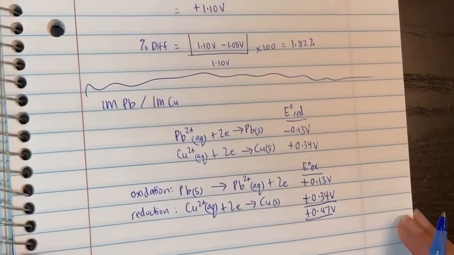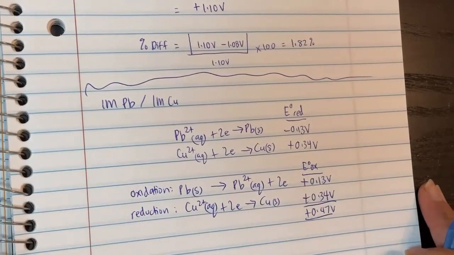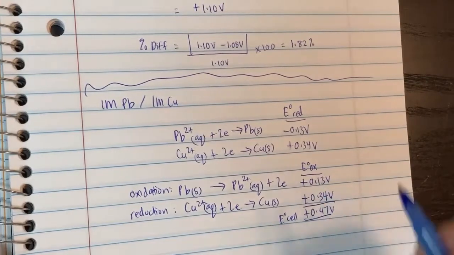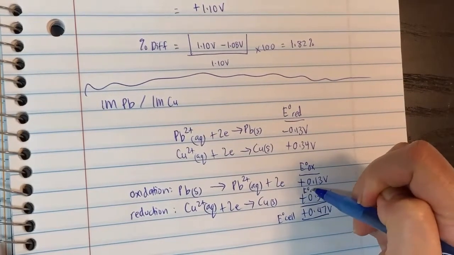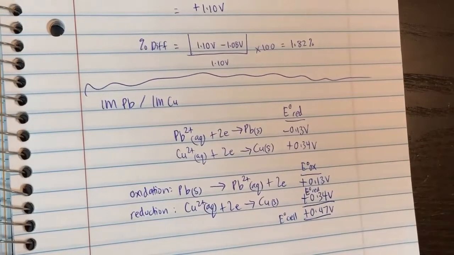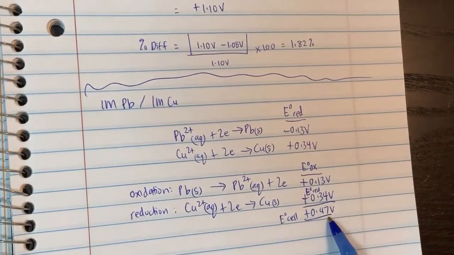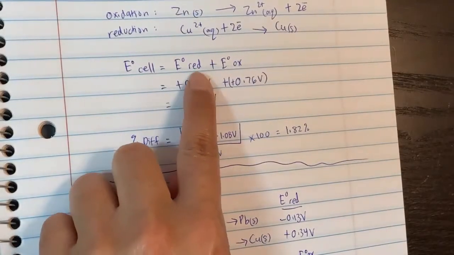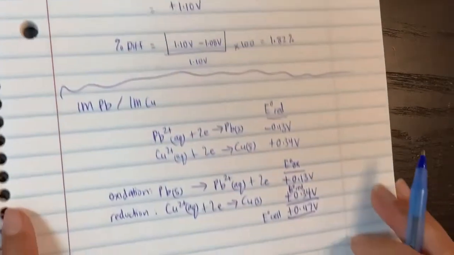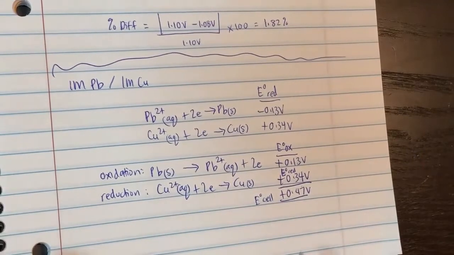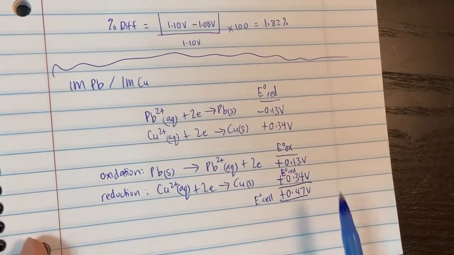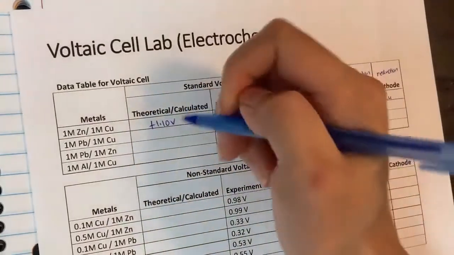Now remember, if you accidentally flip the wrong one, so E cell right here, I should write it down. E cell is just adding E oxidation and E reduction. This one's reduction, this one's oxidation. You add them both together, you get E cell. So remember, E standard cell is E standard reduction plus E standard oxidation. Oxidation is flipped from the table value because the table is only reduction values, and then you add them up together. So this 0.47 here would go over here.